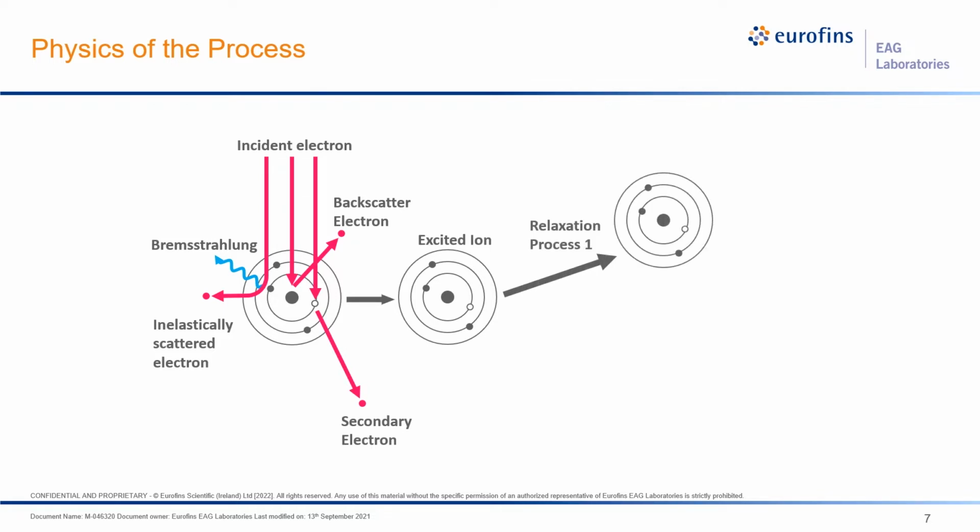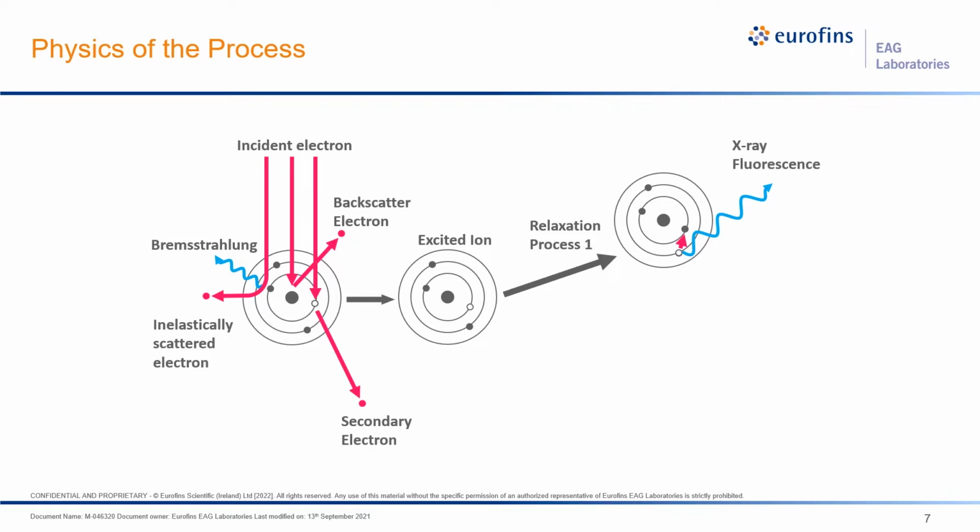An electron can drop down from a higher level to this lower vacant level, but the energy difference is imparted to an X-ray photon, and this is the basis for EDS.